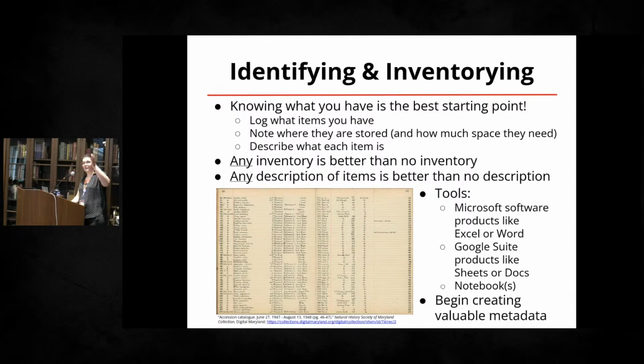And you can, like I said, use something as simple as a notebook, but there's also tools like Microsoft Excel or Word. With Google, you can use Sheets or Docs if you want a digital record that's easier to edit. This is where you can start by creating that really valuable metadata.